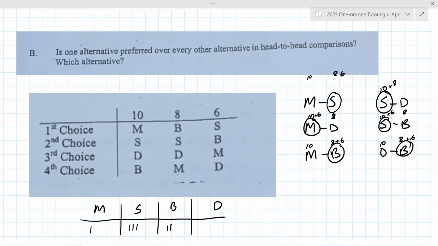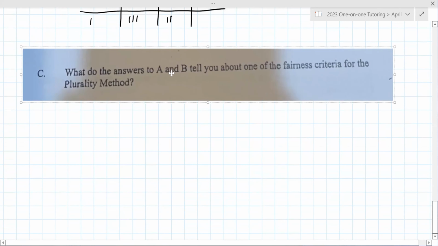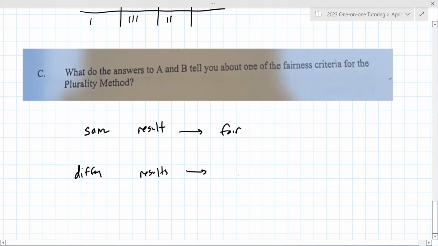And that's where the question is going in this fairness criteria, part C. Let me snip that in here. What the teacher's trying to get you to see, and it's typically the case when they ask you one of these, is that since the answers to A and B are different, if they both gave you the same result, then they would be considered fair. But since they give you different results, it's considered not fair.